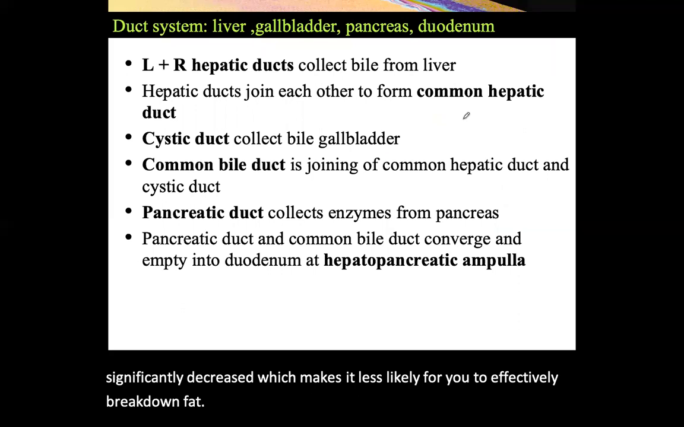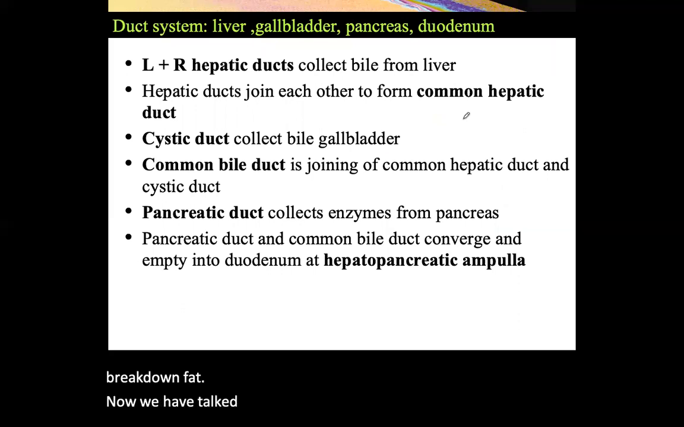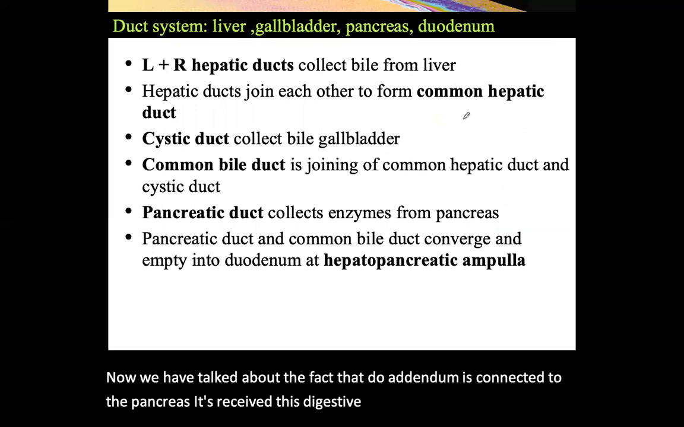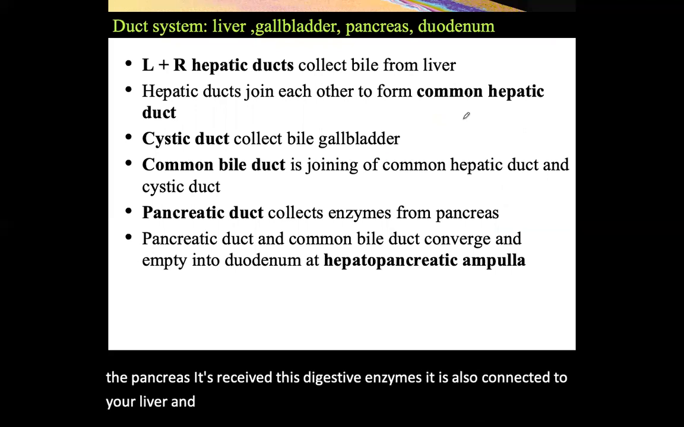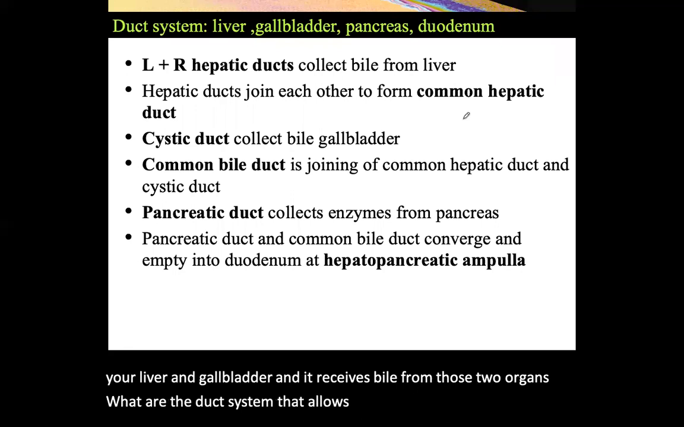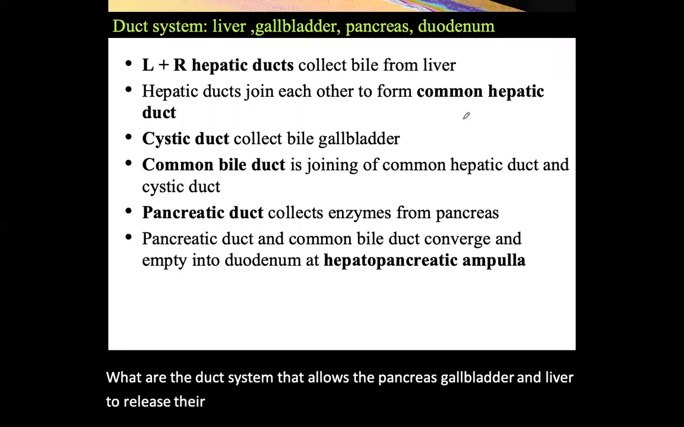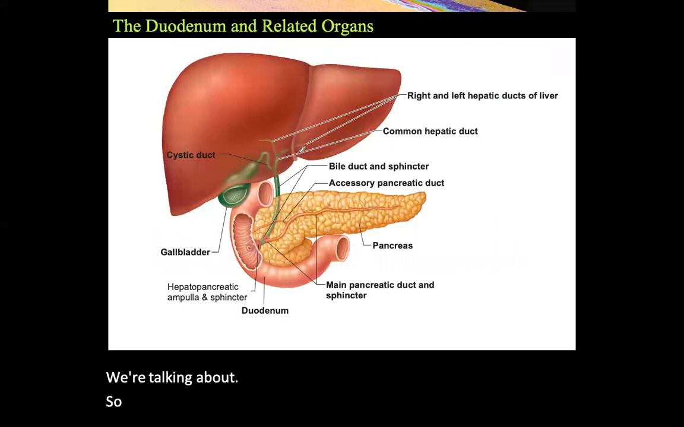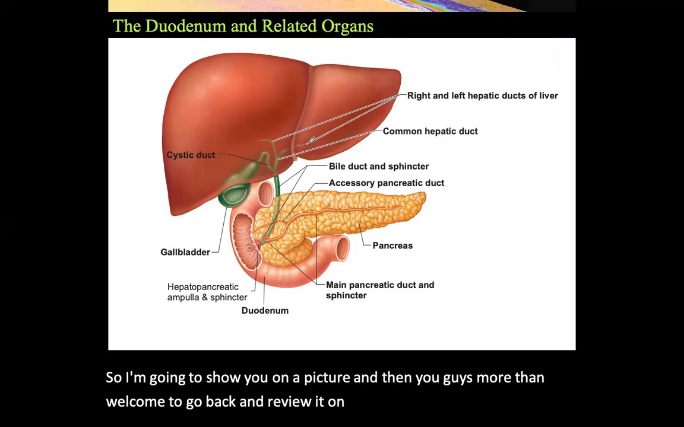Now, we have talked about the fact that the duodenum is connected to the pancreas. It receives digestive enzymes. It is also connected to your liver and gallbladder, and it receives bile from those two organs. So what is the duct system that allows the pancreas, gallbladder, and liver to release their material into the duodenum? So this is the duct system we're talking about. I'm going to show you on a picture, and then you guys are more than welcome to go back and review it on the actual slide with the information.